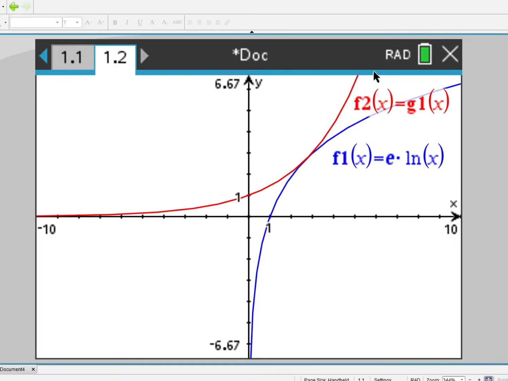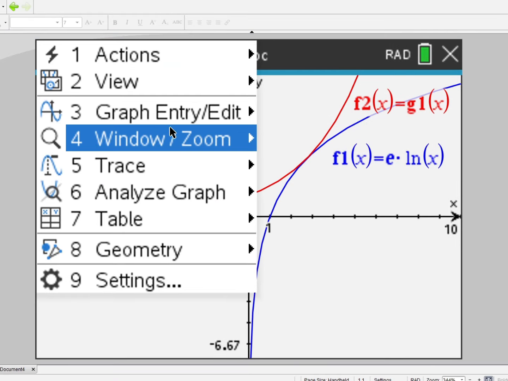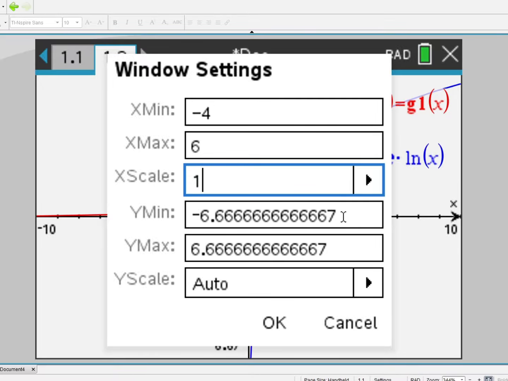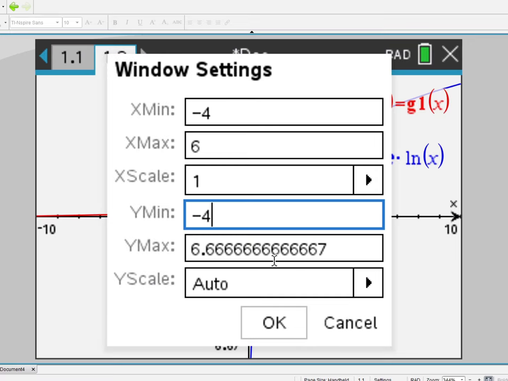We've got these here. Look, the scale's not nice. So what we're going to do is go to menu, go to Windows, and Windows settings. And what we just said, let's put them here. Your x minimum is -4. Your x maximum is 6. Your x scale is 1. Your y minimum is -4. Your y maximum is 6. And your y scale is 1.